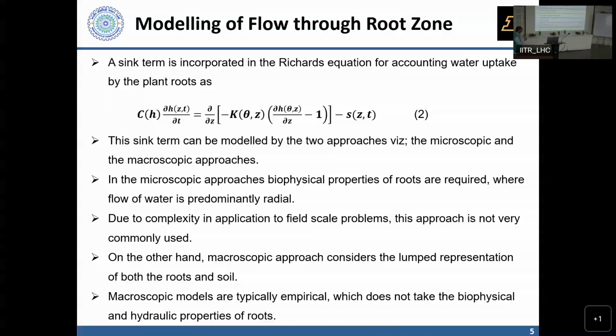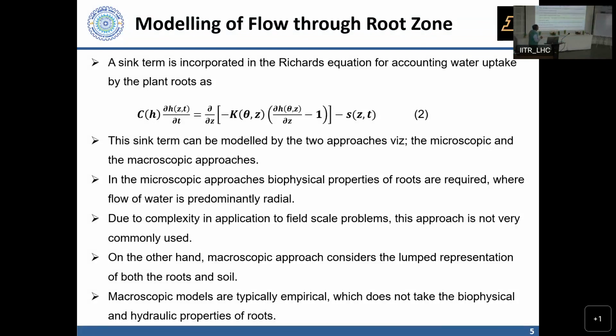Obviously, we see that this S depends upon the root characteristics and also the time. So when we grow a crop, in the beginning, because we just put the seeds, there will not be any roots.